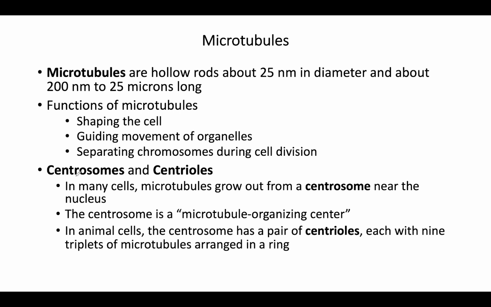Centrosome and centriole are other organelles that exist inside the cytoplasm. In many cells, microtubules grow out from the centrosome near the nucleus. So the centrosome is the organelle that produces microtubules. The centrosome is a microtubule organizing center. In animal cells, the centrosome has a pair of centrioles, each with 9 triplets of microtubules arranged in a ring. So the centrosome is composed of a pair of centrioles, 2 centrioles.